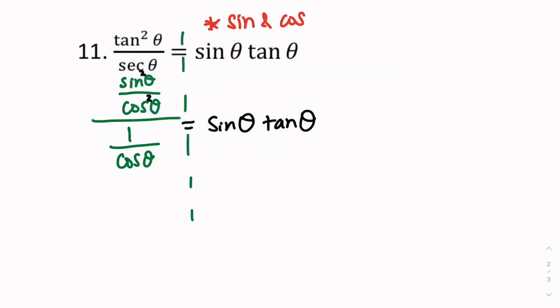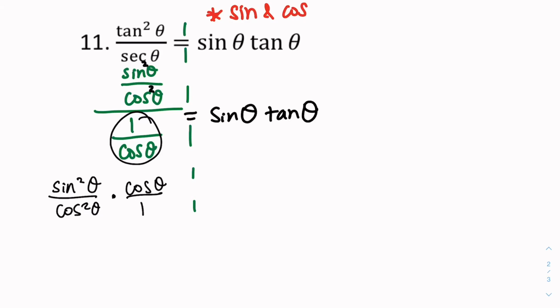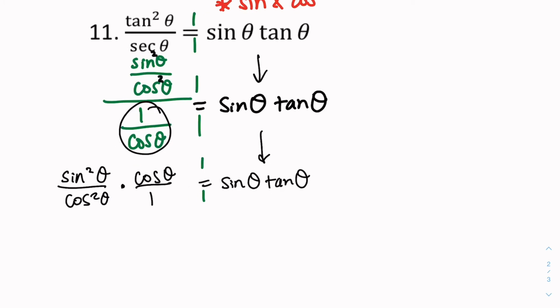Okay, now I have a fraction divided by a fraction. So the way that we handle complex fractions like this is copy down the numerator and then multiply by the reciprocal of the denominator. Well, what do you notice happens now? By the way, I'm just copying down the right side. I'm not doing anything with it. We need to bring it down every step.